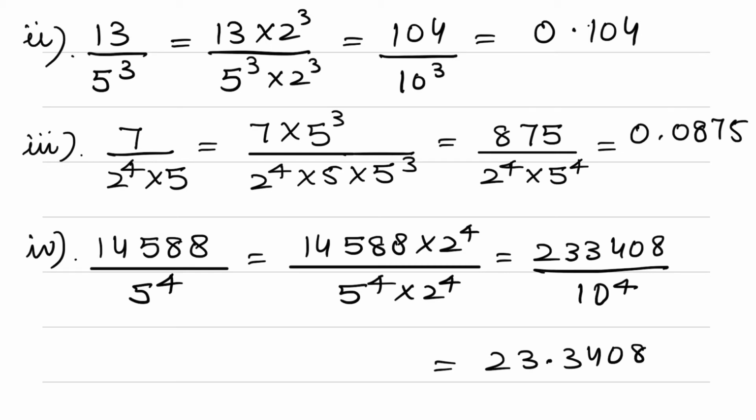These are a few examples in which we have converted a rational number which is in the form of p by q, and q is of the form 2 raised to the power m and 5 raised to the power n, and we see that the decimal expansion is a terminating decimal expansion.